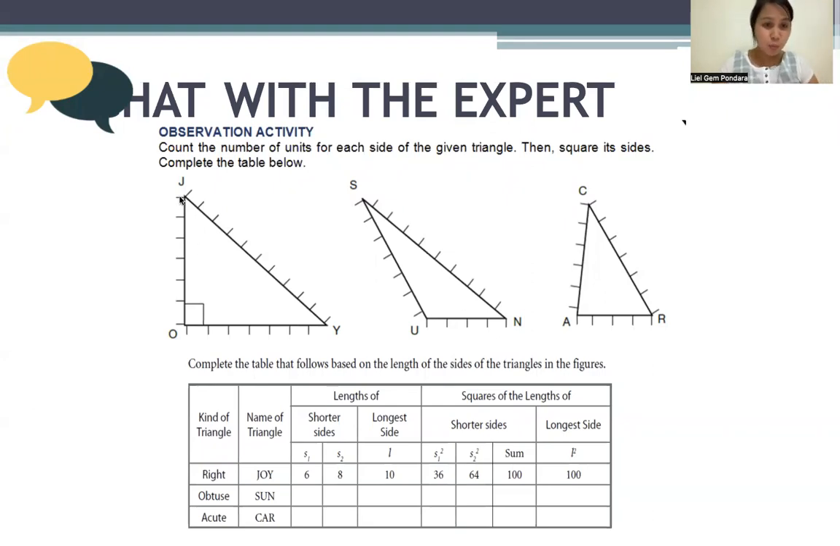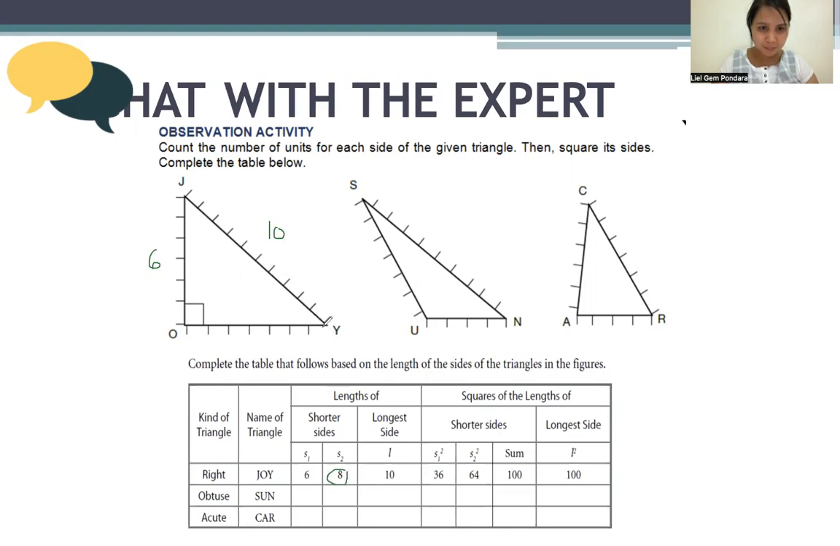So we count the height. 1, 2, 3, 4, 5, 6. Next, the other side, 1, 2, 3, 4, 5, 6, 7, 8. Check. The height is still 6. The other one, 1, 2, 3, 4, 5, 6, 7, 8, 9, 10. Then 1, 2, 3, 4, 5, 6. It's just 6. This must be 8.